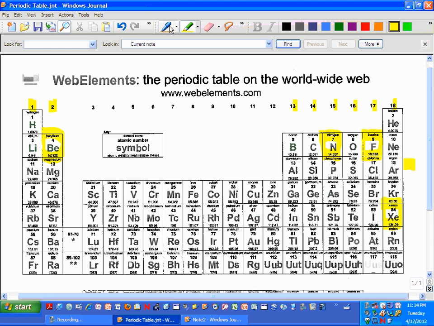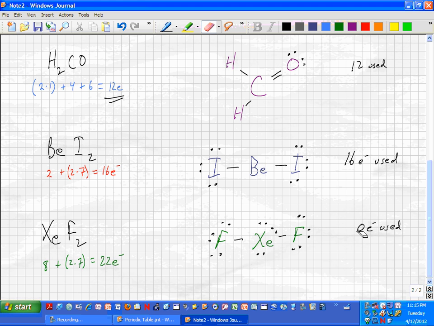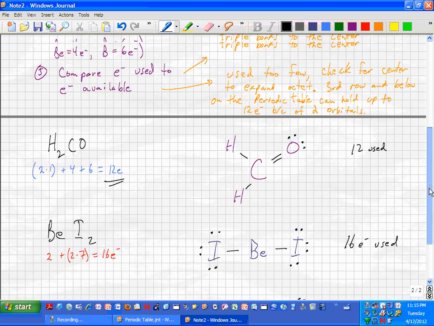Here's the 3rd row right here. So this is definitely below the 3rd row. So it contains d sublevel orbitals, so it can expand. So what I'm going to do is I'm just going to take those 2 extra electrons and stick those on the xenon, and I'm set. I now have used 22 electrons, and I'm done.